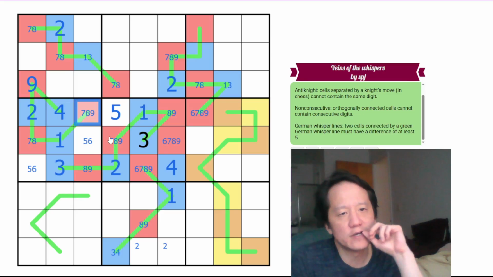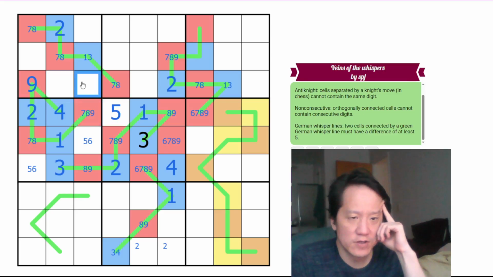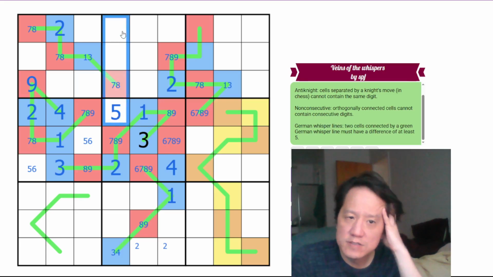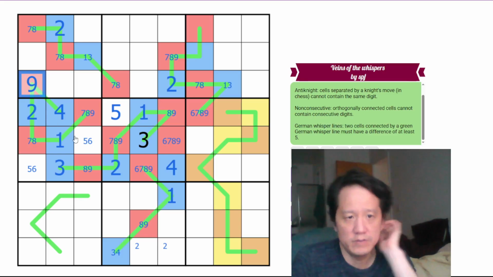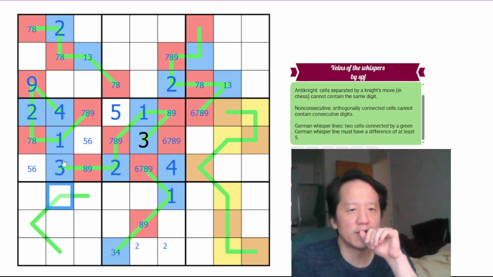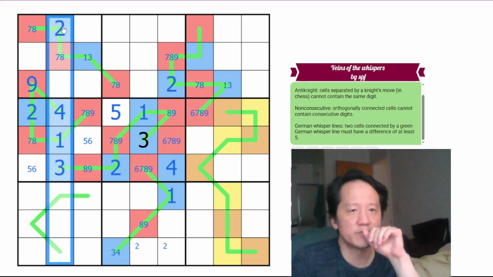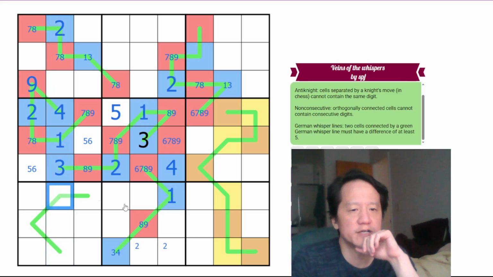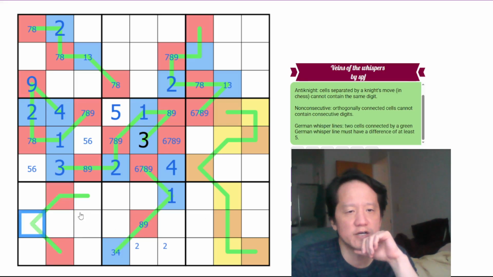What else do we have? 5 cannot be here because of anti-knight. 5 can't be here or here because of anti-knight. These both have to be high because the only remaining digits in column 2 are 5 or high digits, and 5 can never be on a German whisper line. Since these are both high, these have to be both low.